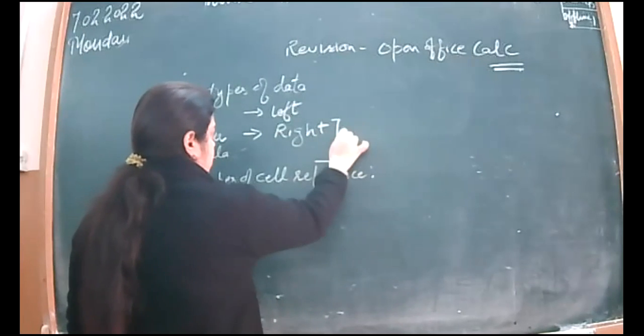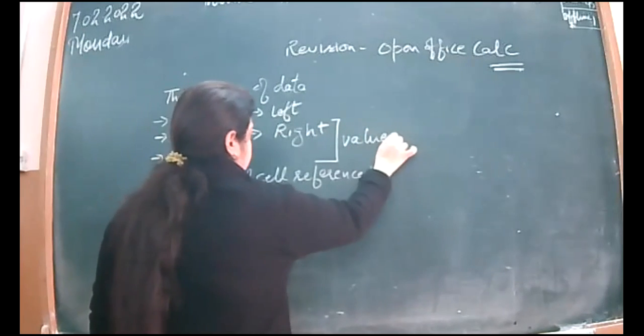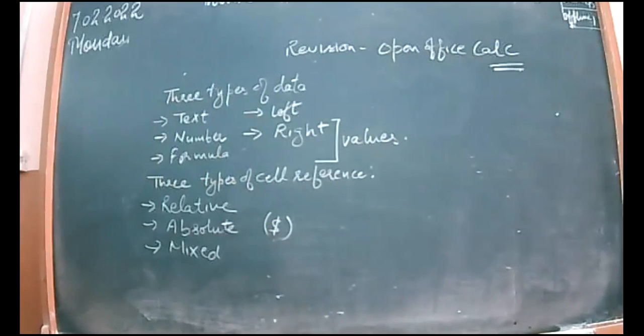And by default, numbers are right aligned. Numbers and formulas together are called values. And calculation can be done only on values. Numbers and formulas together, they are called values, and calculations can be done only on values.